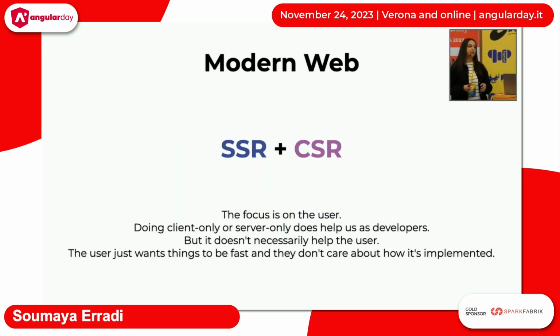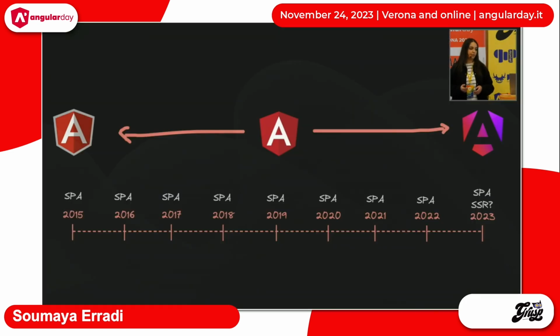And then in the modern web, finally, we have a combination of server-side and client-side. We use both, because now the focus is on the user. We don't focus on client only or server only, because that would be easier for developers, as we would just need to focus on one thing. But for the user, the most important thing is performance, and to have things be fast. And they don't actually care what we are using underneath. So we start to see these two technologies work together.